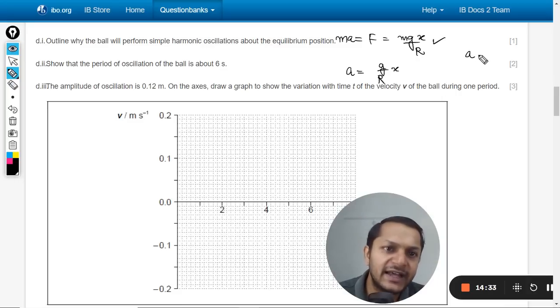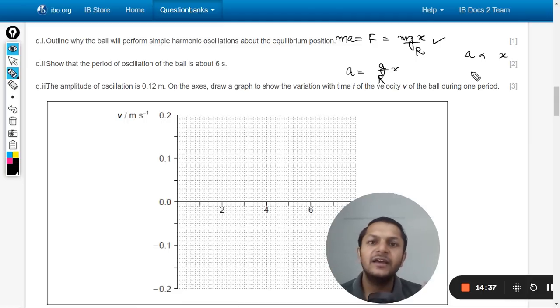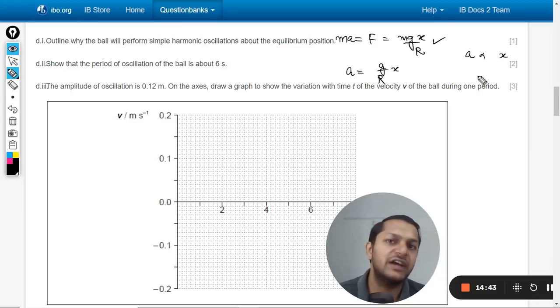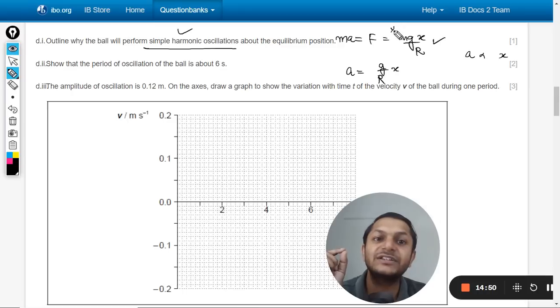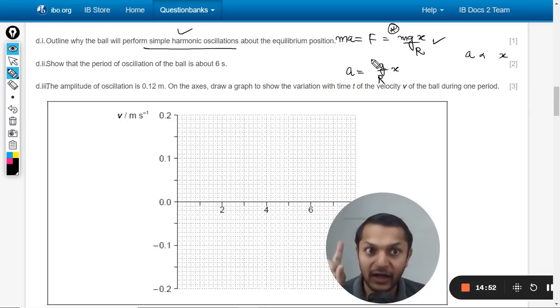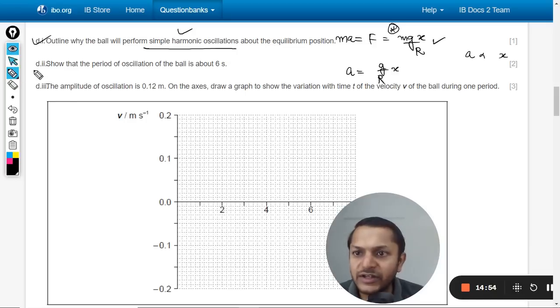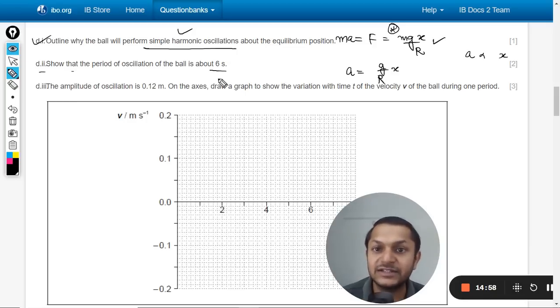So we can say that acceleration is directly proportional to x, and we can separately say that the direction of the acceleration is towards the equilibrium every time. So all of the conditions have been fulfilled. Clearly, it will be performing a simple harmonic motion under the condition given in the question. Okay, so D1 is done. D2. Show that the period of the oscillation is about 6 seconds.